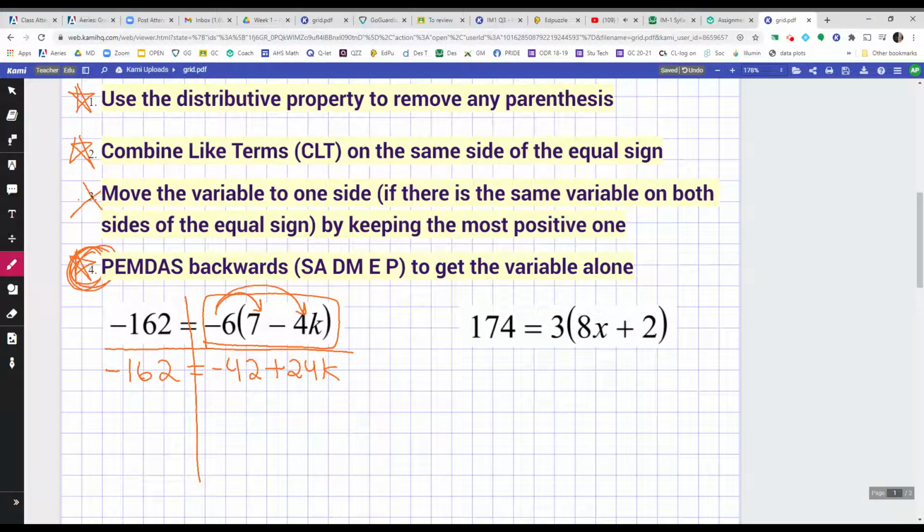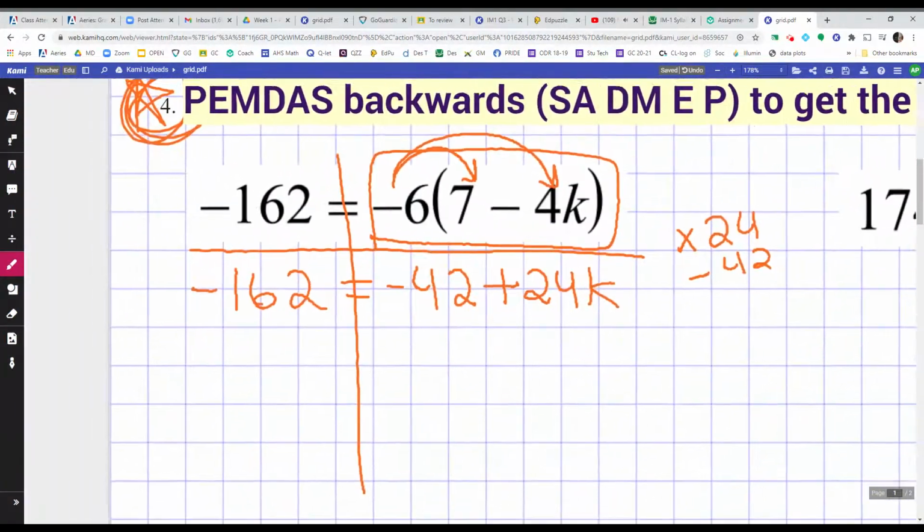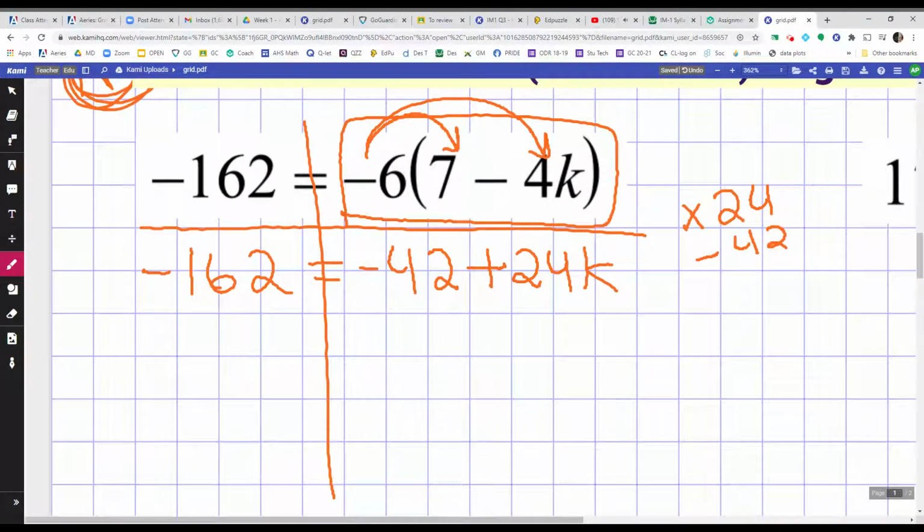Remember, what's happening to my variable k? My variable k is being multiplied by 24. And there's a -42, so it's being minused by 42. I'm going to zoom in right now so we can see this all better. All right. My variable, k, is being multiplied by 24. That's why it's touching it. And the -42 is, we can say it's adding by -42 or it's subtracting 42.